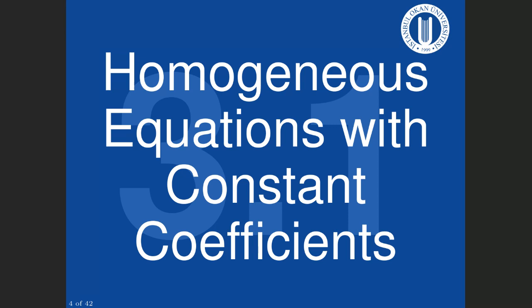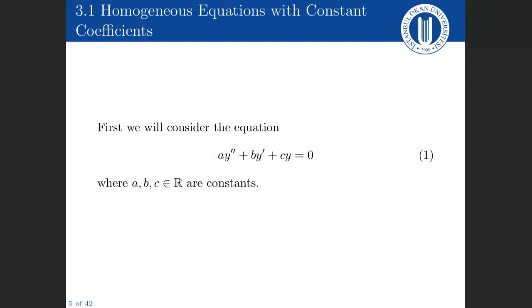Our first section is about homogeneous equations with constant coefficients. Homogeneous, remember, means equal to 0. So we're going to be looking at equations like this. Homogeneous means that we have equal to 0, and the coefficients are this a, this b, and this c. And we're going to just suppose that these are numbers.